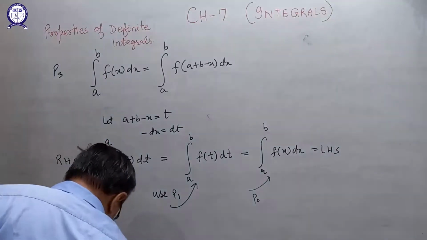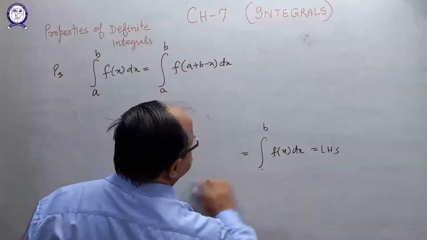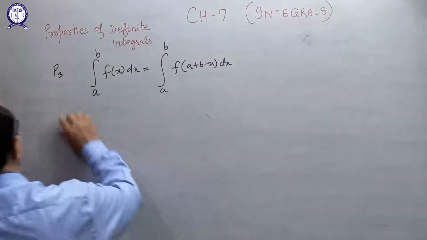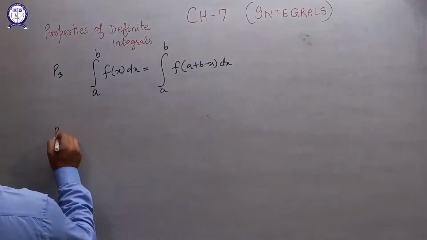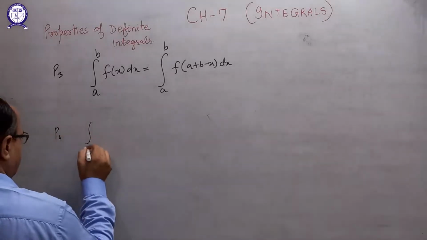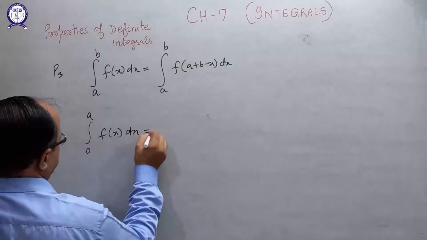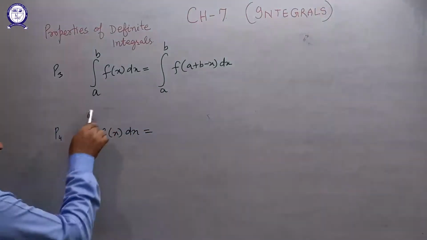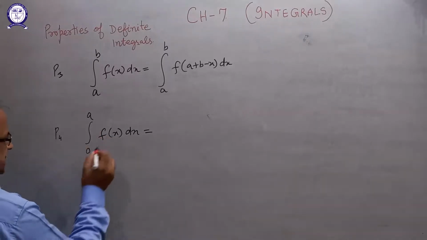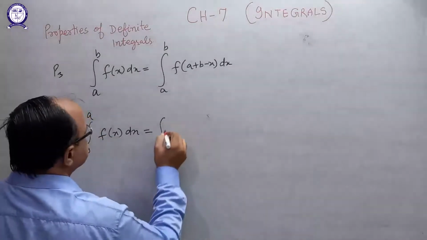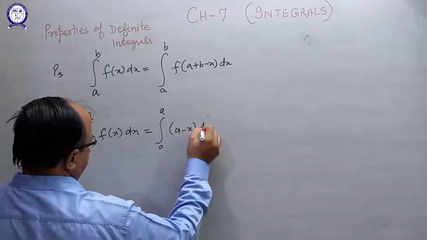This is property number P3. With the help of P3, you can create property P4. P4: integration 0 to a of f of x dx. In this property, add this and minus x: a plus 0 minus x, that is a minus x, f of a minus x dx.